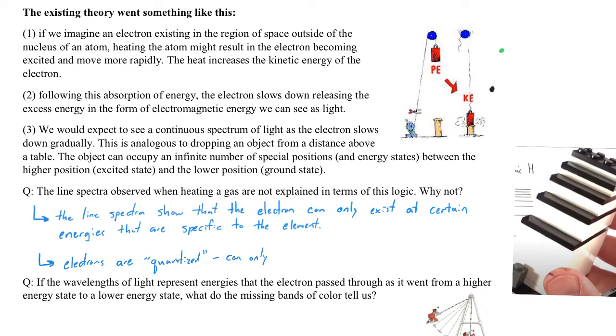What that means is that the electrons don't have an infinite number of options to choose from when we're talking about their energies. They only have certain options to choose from. It's a lot like a staircase, actually. And I wanted to show you this model.